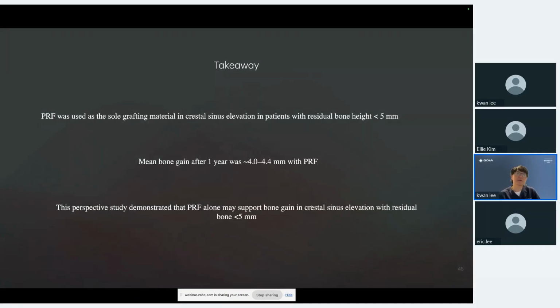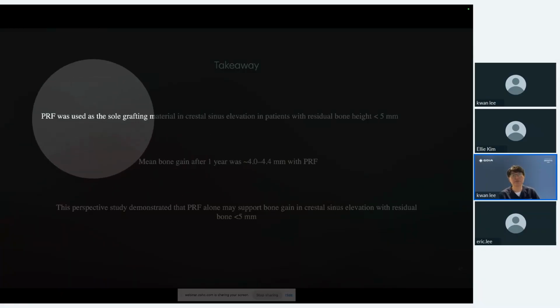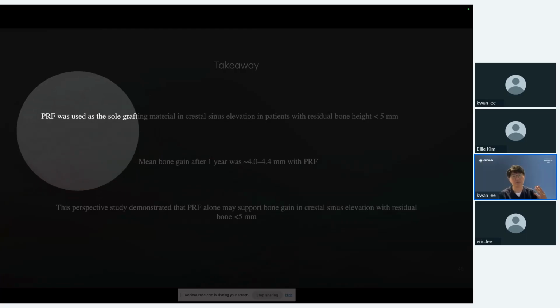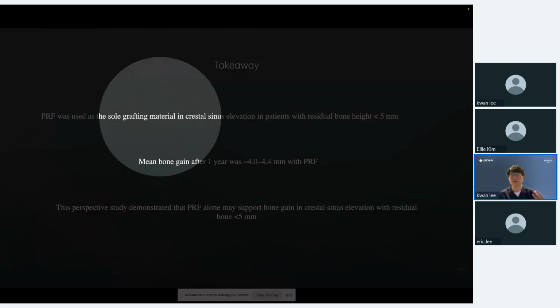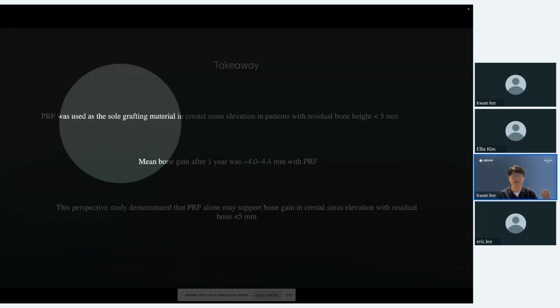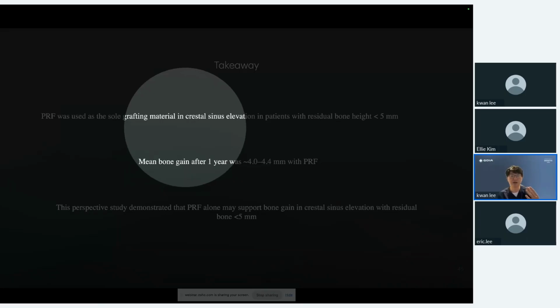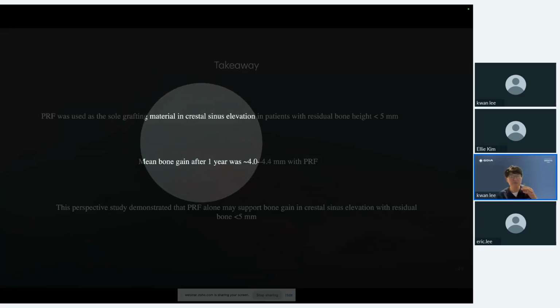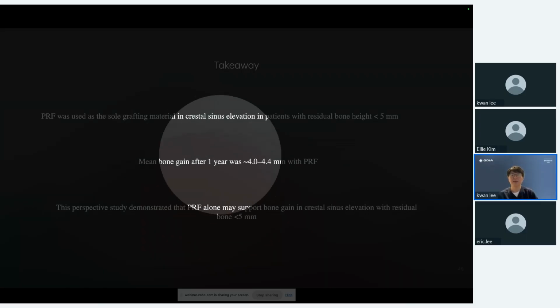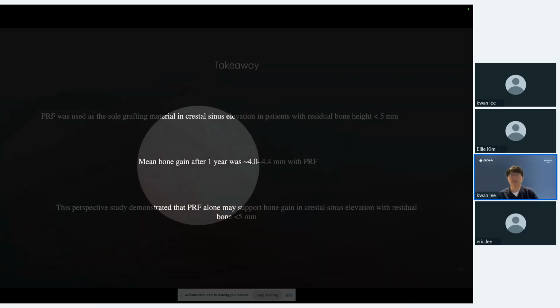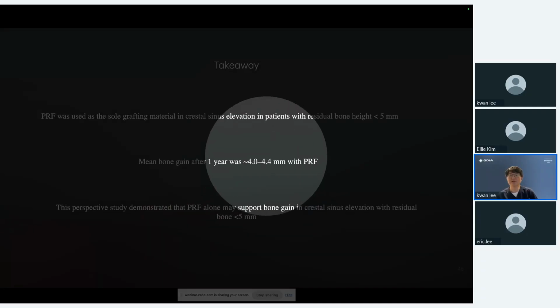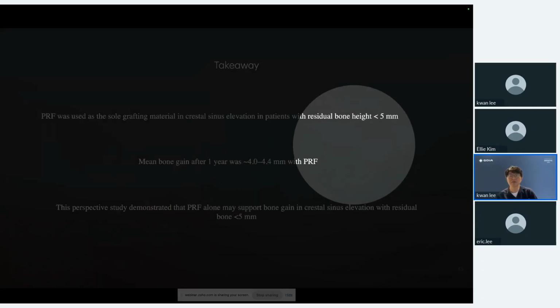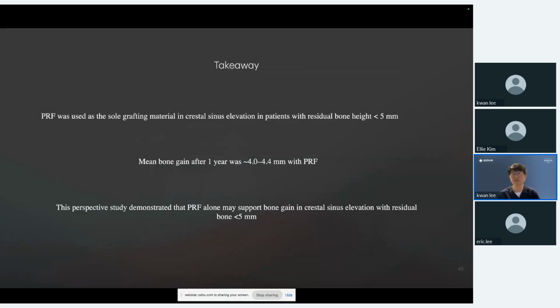So what are the takeaways? In this case, I only used PRF as the sole graft material. I don't know if you are comfortable with PRF; if so, that's good. If not, this is a good opportunity to learn what PRF is about. In my course, we touch base on PRF as well. And the mean bone gain was about 4 to 5 millimeters, where residual bone height is less than 5 millimeters. So basically, this is a good thing about PRF. It's one of those good options for graft material.